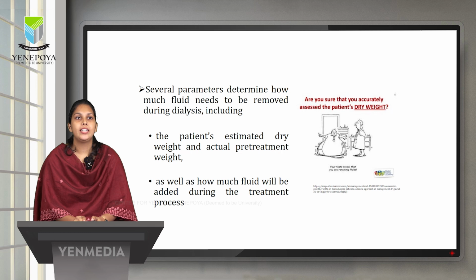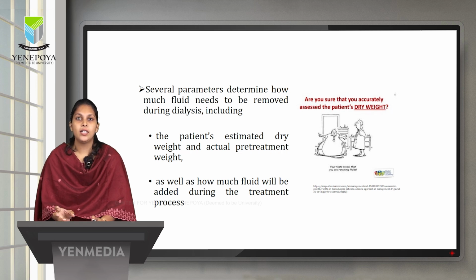Several parameters determine how much fluid needs to be removed during dialysis. These include the patient's estimated dry weight and actual pre-treatment weight, as well as how much fluid will be added during the treatment process. For example, if the patient is undergoing saline dialysis, the amount of saline given to the patient should be removed from the patient's body. So we will set a higher ultrafiltration rate.